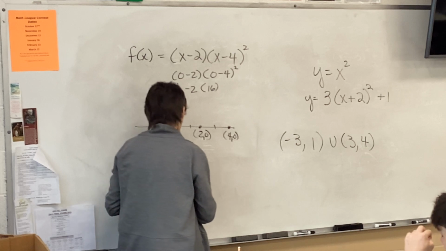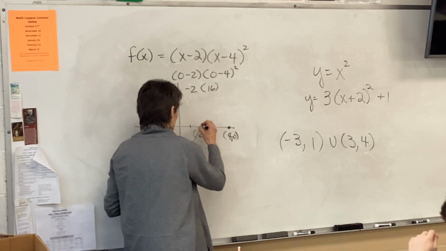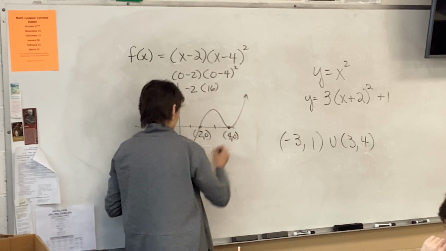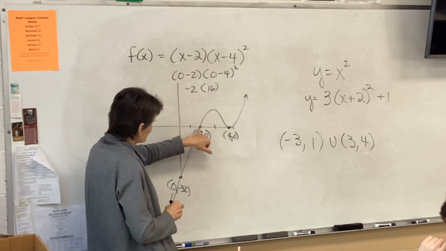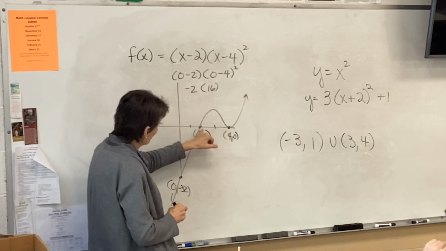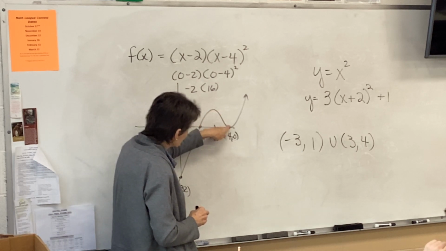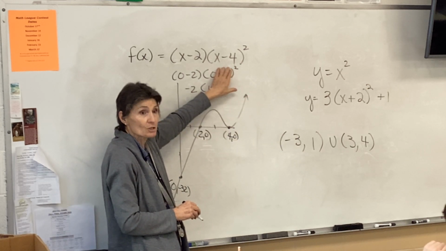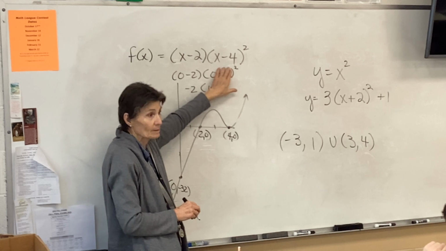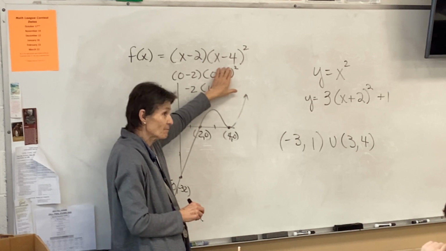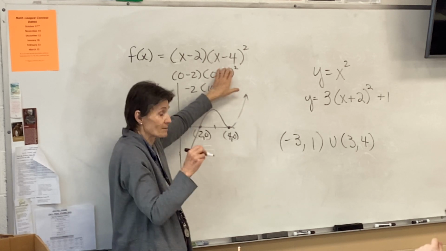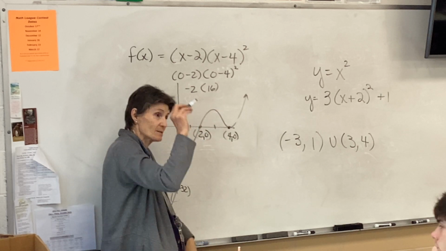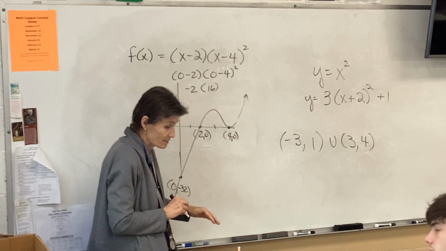So if I were gonna graph this thing, it would look like this. Because it's just gonna go through that point, but when it hits here, it has to bounce off because that factor is squared, remember that? Every time a factor's squared, it's gonna bounce off. Sometimes it bounces down, sometimes it bounces up, it just depends, but it always bounces.